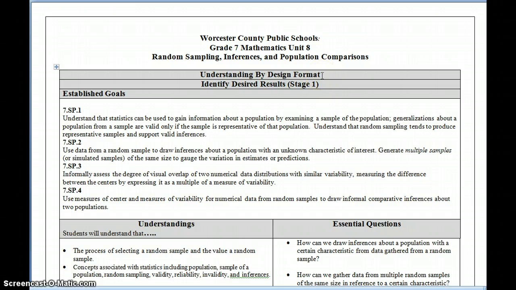The unit documents are written to unify the various individual standards for the unit into 3 stages. The 3 stages are designed to focus on achieving the desired learning of the unit. I will be navigating you through the various sections of Stage 1 in 2 parts. Stage 1 is where the desired results are identified.